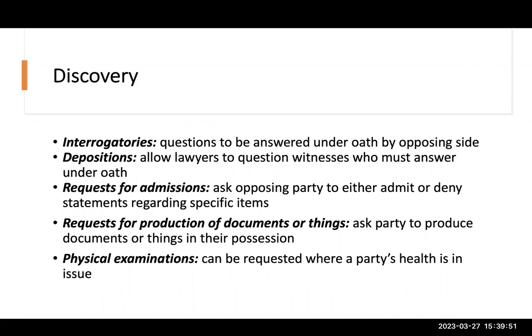Interrogatory may also ask a plaintiff to state all facts that support their contentions in their complaint. Again, requiring the plaintiff's lawyer to set forth in detail each and every fact that they rely upon. Request for admission asks a party to admit or deny certain specific items.